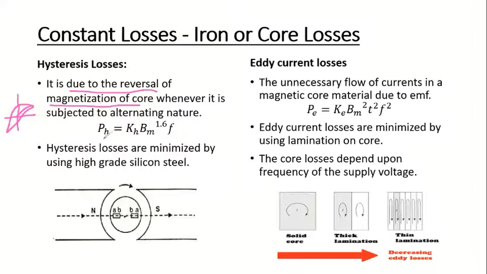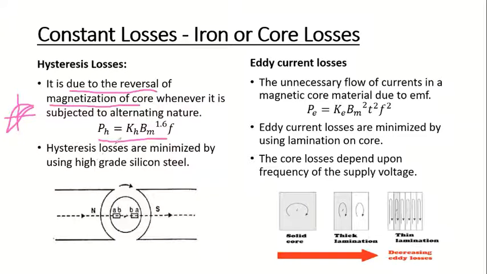The hysteresis loss mathematical equation is Ph = kh Bm^1.6 f. kh is a constant. Bm is the magnetic flux density. The magnetic flux density is defined as flux per unit area. And the hysteresis loss depends upon frequency.